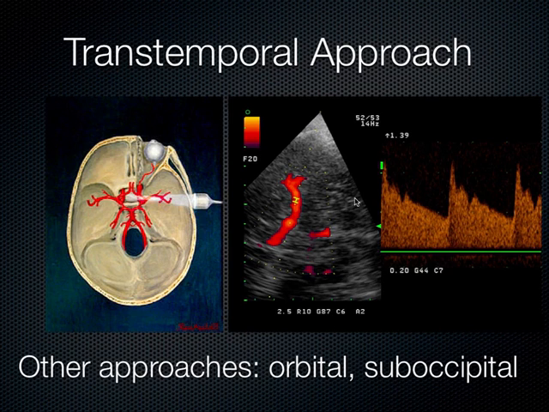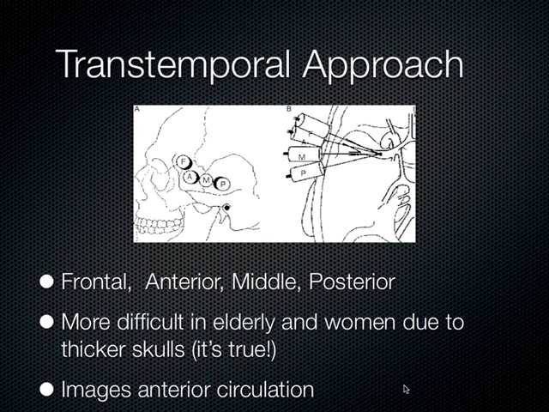And you can also look through the ocular area in an infra-orbital approach. You can look behind the base of the skull, a sub-occipital approach, and you can also look below the mandible and see all the way up to the siphon of the carotid artery through an underneath the mandible approach as well. So it's really 4 windows. But probably the easiest one to get started with is this transtemporal approach.